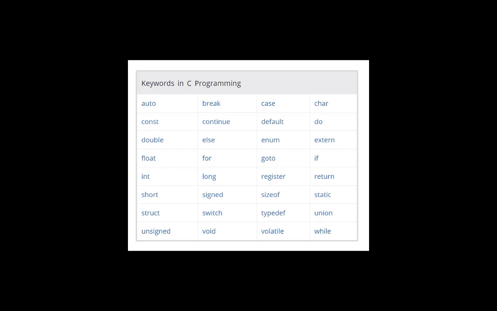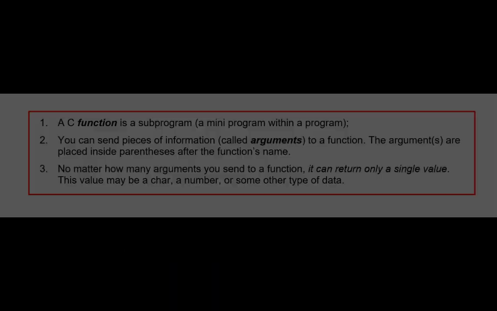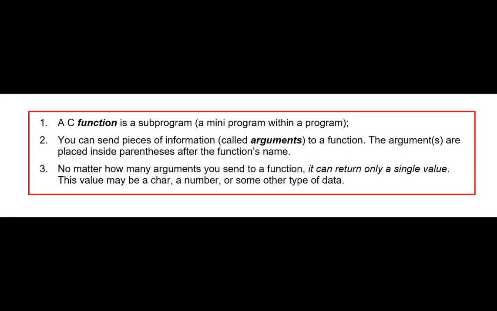In case you haven't examined functions before, it's important to know these facts. First of all, a C function is like a small program inside a program. We're going to be using the ones written for us by other programmers. Pretty soon you'll be writing your own. Another thing, you can send pieces of information to a function. These pieces of information are called arguments, and we put them inside the parentheses after we put the function's name.